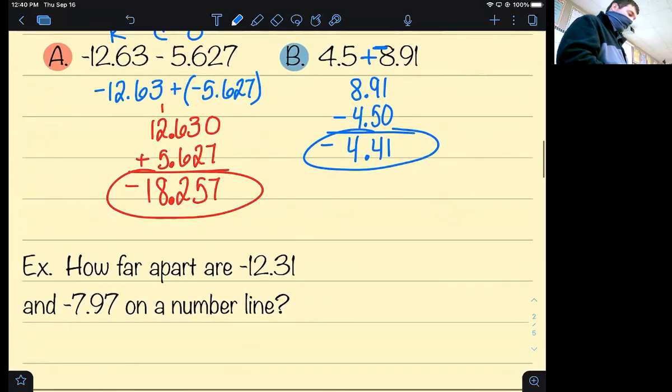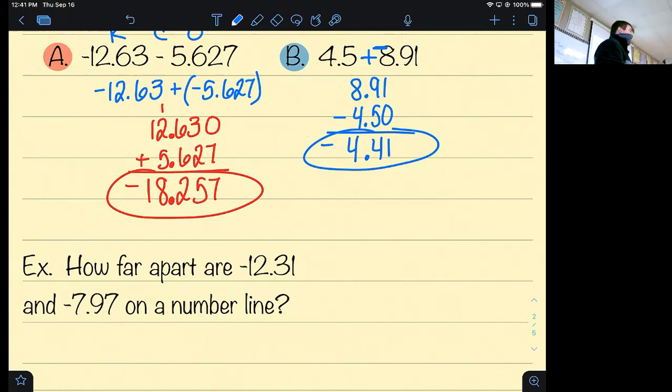One more. Decimal one. How far apart is negative 12.31 and negative 7.97 on a number line? Now, if I ask you how far apart they are, I want you to think about this. I know those are decimals, so let's make it a little bit simpler. How far apart is the number 6 from the number 10? Right? 4. How'd you get 4?